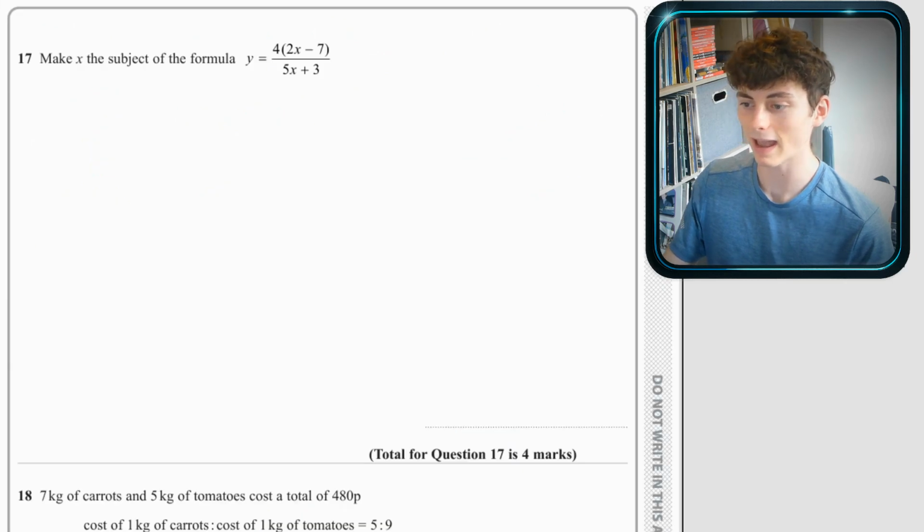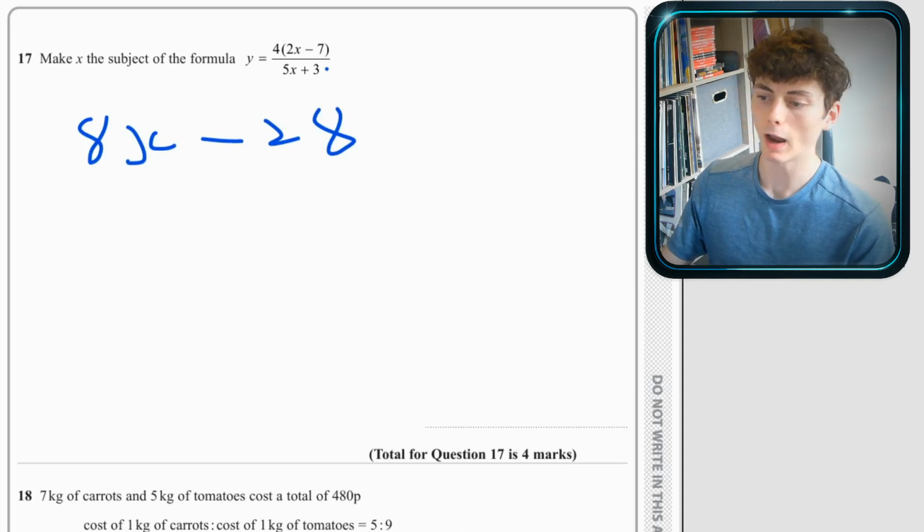Okay, now we need to make x the subject of this. Right, this might be difficult. First thing I would think is just expand what's on the top. So that would be 8x minus 28. And then what I'd probably do is, I'd probably multiply by the 5x plus 3. Yeah, that's probably the right way to go.